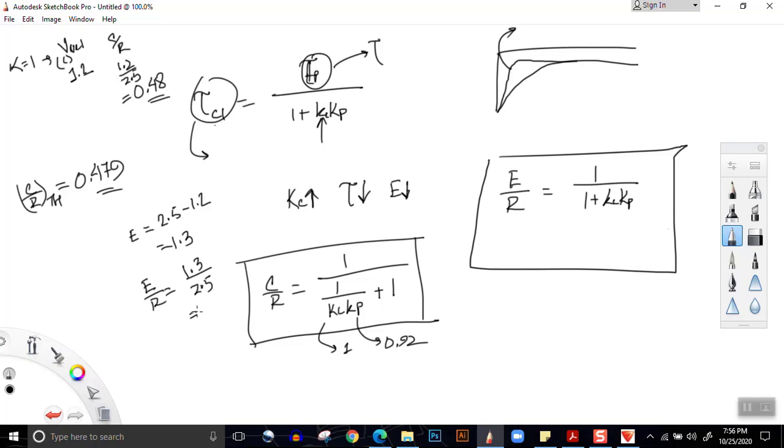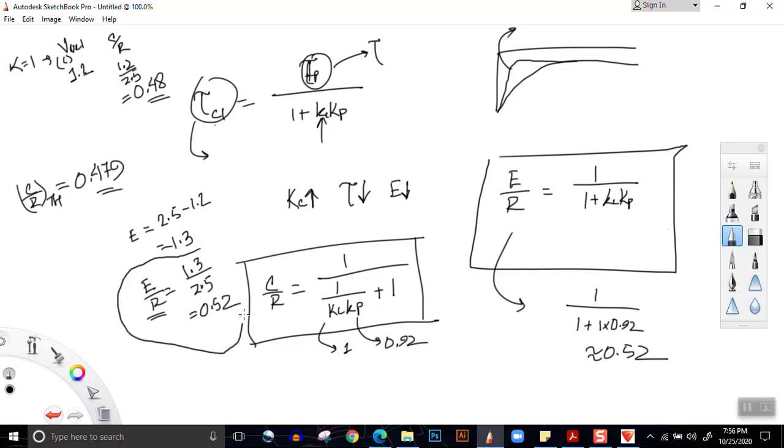1.3 by 2.5 is equal to 0.52. That is the practical value of E by R. And the theoretical value of E by R, from this equation, we obtain 1 by 1 plus 1 into 0.92. So we get 1 by 1 plus 0.92, 0.52. So we can see that the values that we are obtaining from practical data, that is from graphs, are matching with the values that we are obtaining from theoretical data, that is from equations.